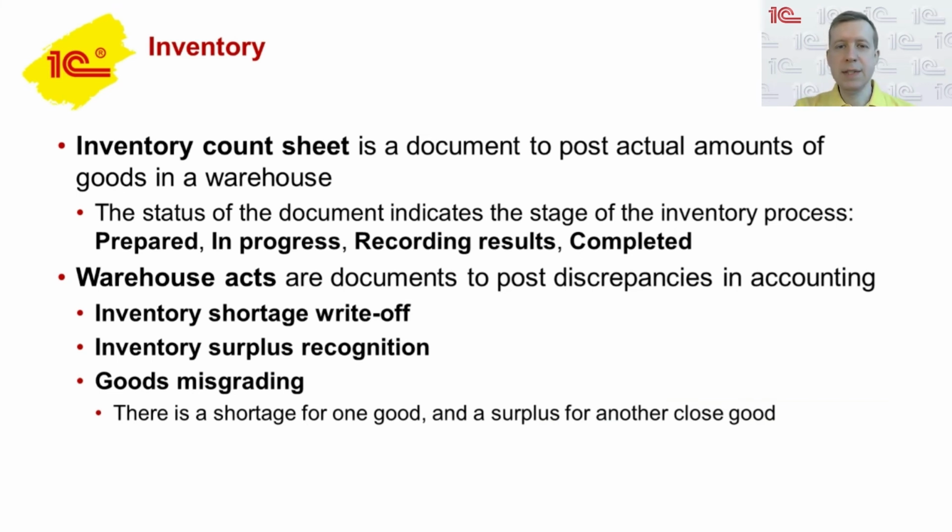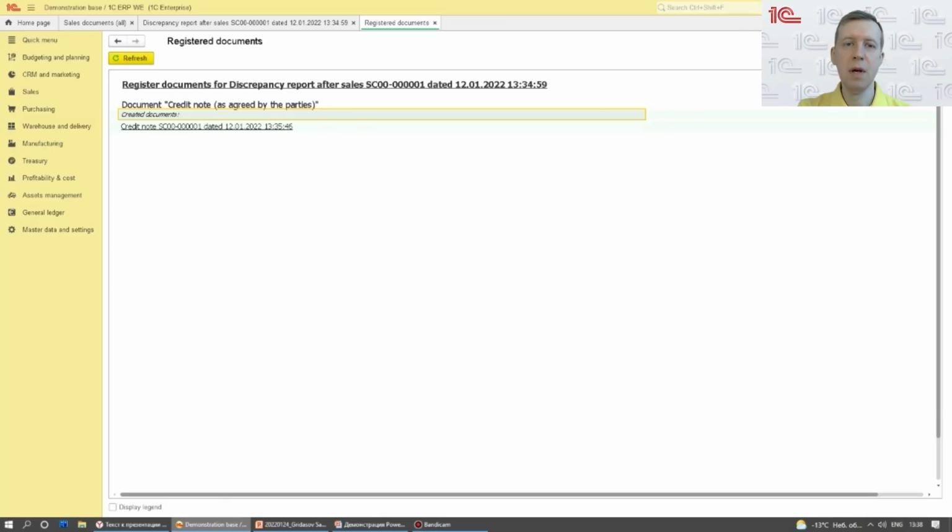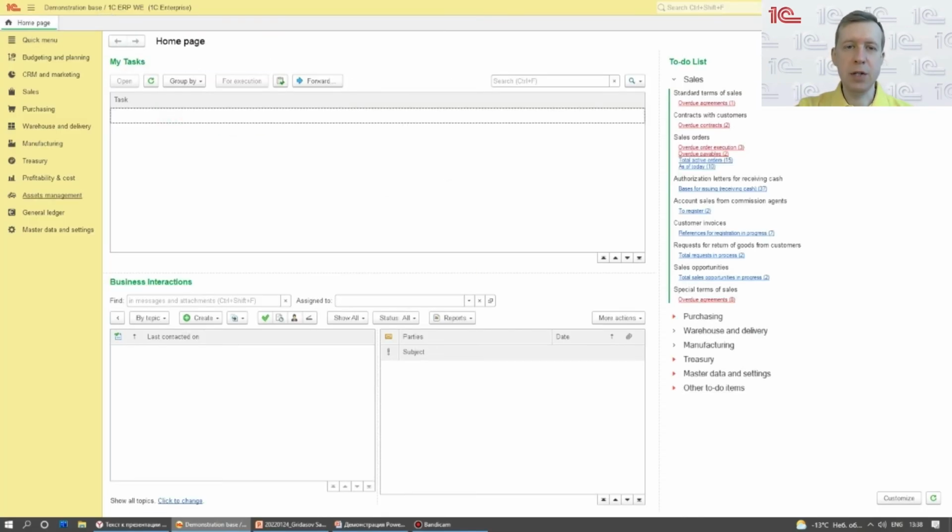In case of discrepancies, we can count them as goods misgrading, write off shortages, record surpluses of goods received, and also we can record the damage of goods, that is, write off quality goods and register low quality goods. To do this, the program provides corresponding warehouse acts. The program also provides a wizard to prepare these warehouse acts automatically. Let me show it in the application.